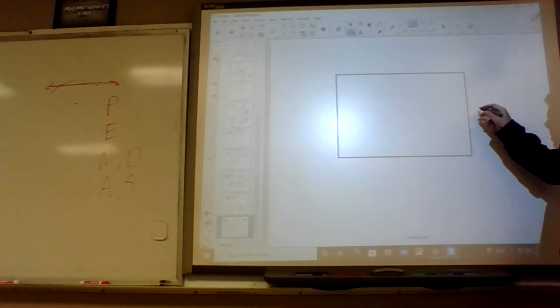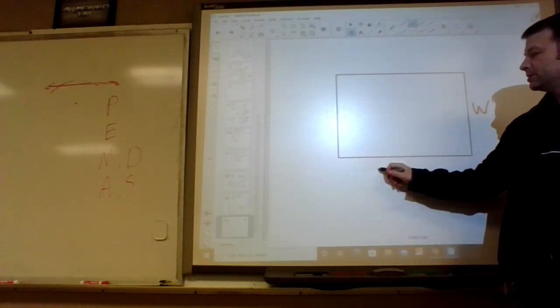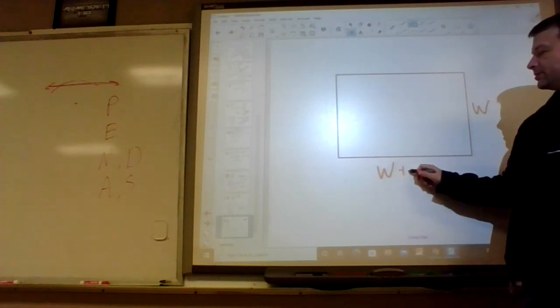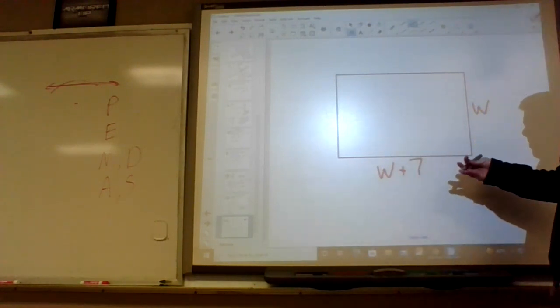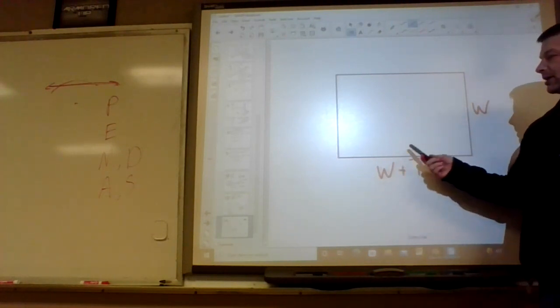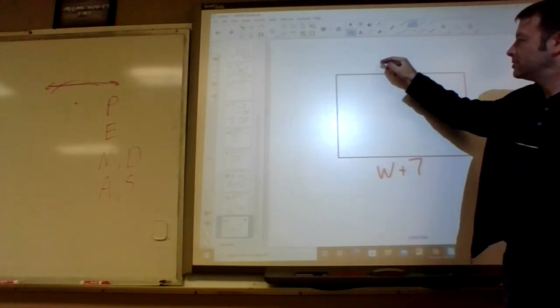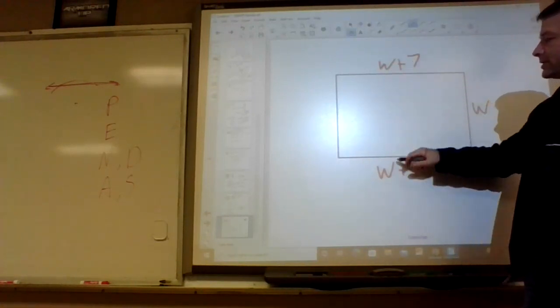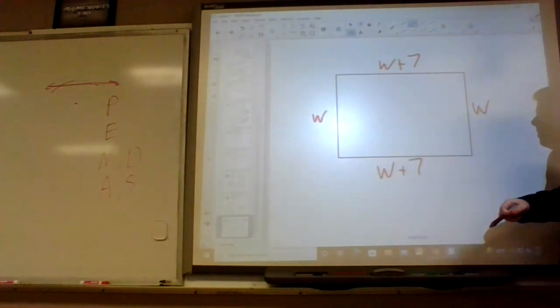If I call the width W, what could I call the length? W plus 7. Why do we not just call it the length? Well, because if it's just one variable, we can solve it. Okay, what could I call this side? W plus 7, because it's a rectangle. And what can I call this side?